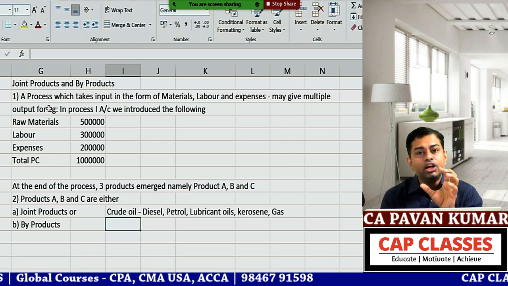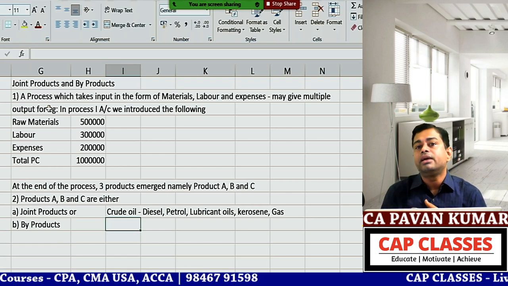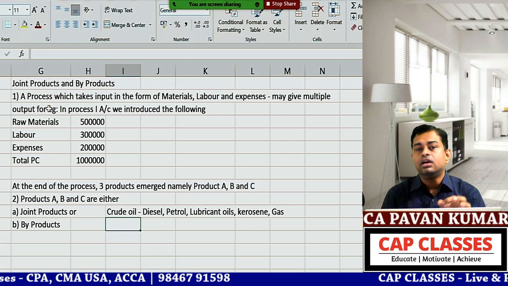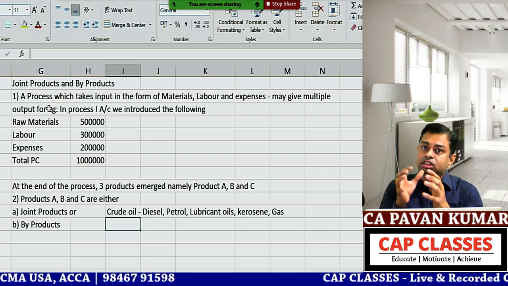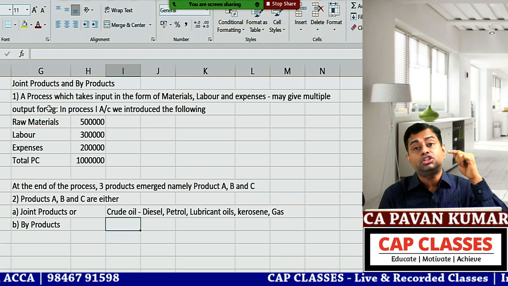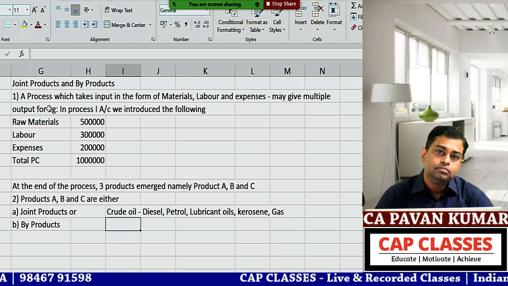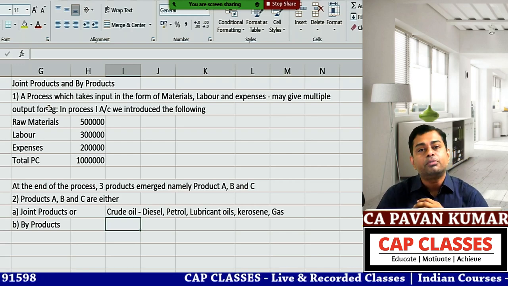So he is not saying, I wanted only petrol, and all of a sudden diesel came. No. He knows that the moment I start the process, at the end of the process, I will be getting this much of diesel, this much of petrol. I know clearly, and my intention is to process both. My expectation is to get both. These are called joint products.